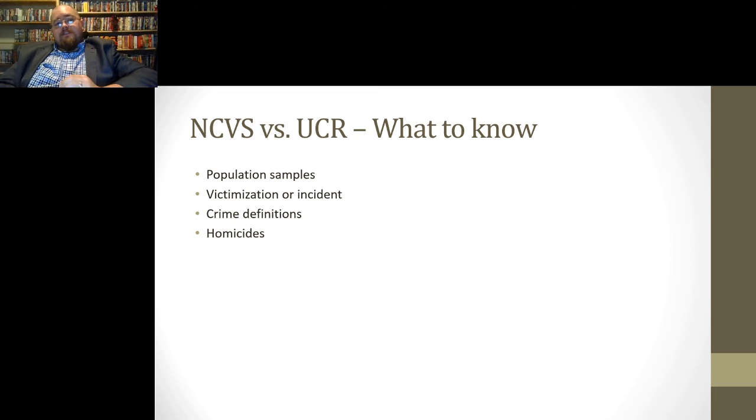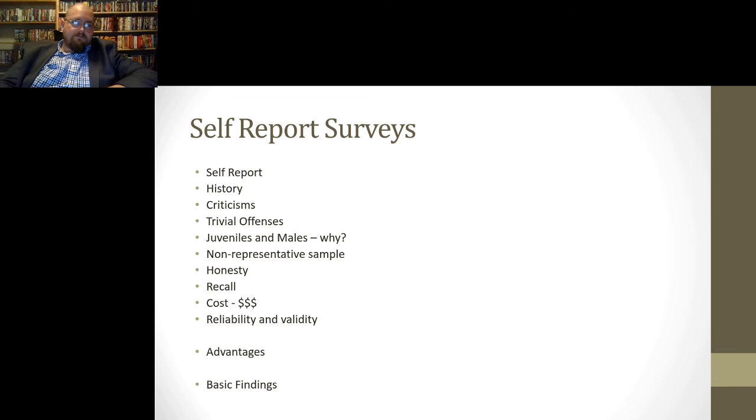And then the NCVS does not deal with homicides. We have not yet figured out a way to do a telephone survey with a dead person. The technology might be coming. It's not here yet. So until that happens, the NCVS does not deal in homicide data. And the UCR focuses very heavily on that with the supplemental homicide report.